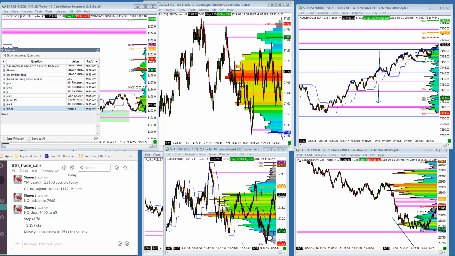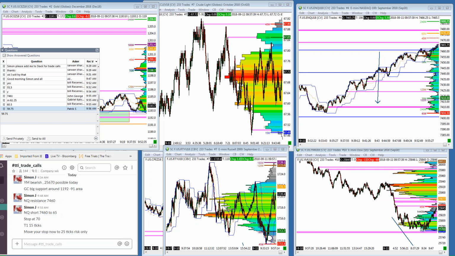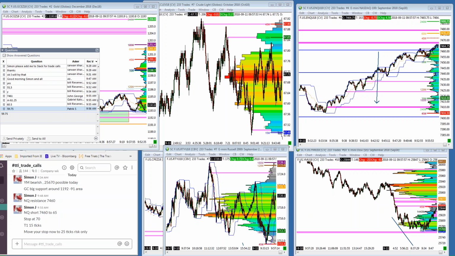I will not wait. This was the level that I was looking for. If it doesn't hold, that's fine. At least we got something out of it. I was able to see it ahead of time. Let's hope for the best.